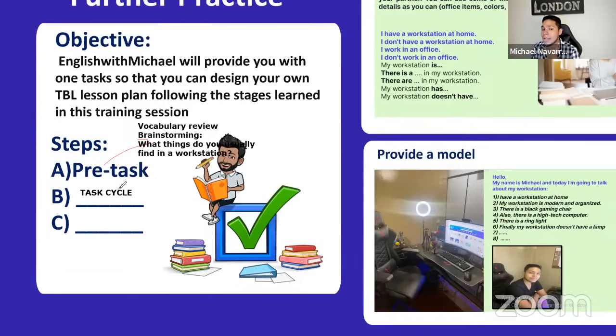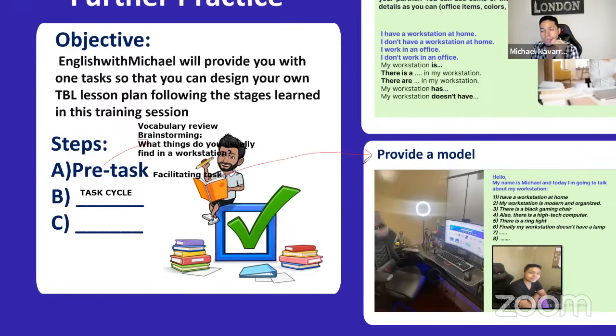Now, if you think that your students, or maybe if you are using this task for the first time, or if you're applying TBL for the first time, before you move on to the task cycle, you can include the facilitating task, which is in the first stage, the pre-task. A facilitating task can be as simple as providing a model.